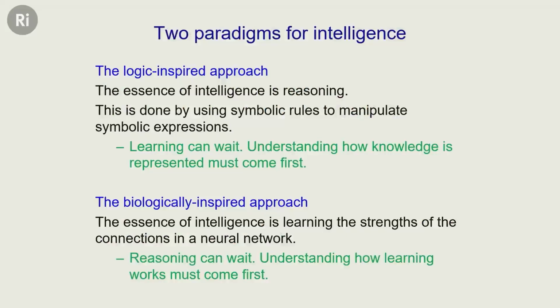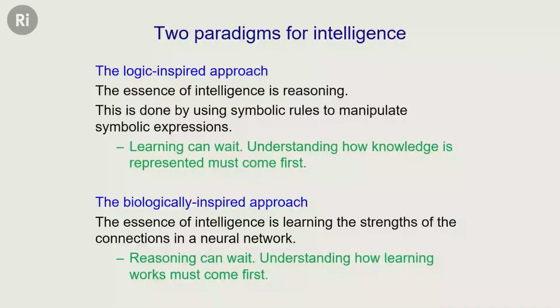So, a long time ago, there were two paradigms for intelligence. There was the logic-inspired approach, which was called AI, and people believed that the essence of human intelligence was reasoning, and if you want to understand intelligence, you had to understand reasoning, and reasoning consisted of having symbolic expressions and manipulating them with symbolic rules. And they thought that learning could wait till later. First, we had to understand how you represent knowledge in these symbolic expressions. And most of the history of AI, until fairly recently, was that.